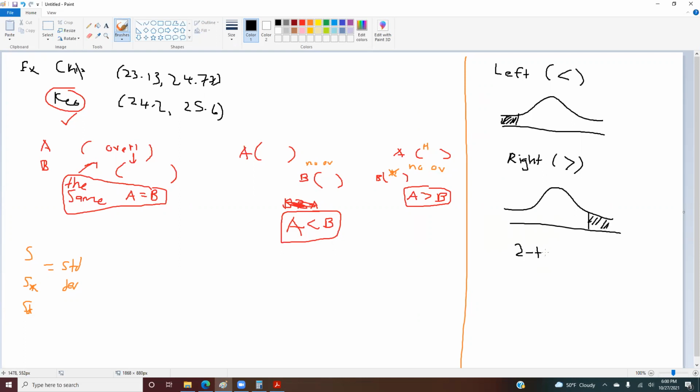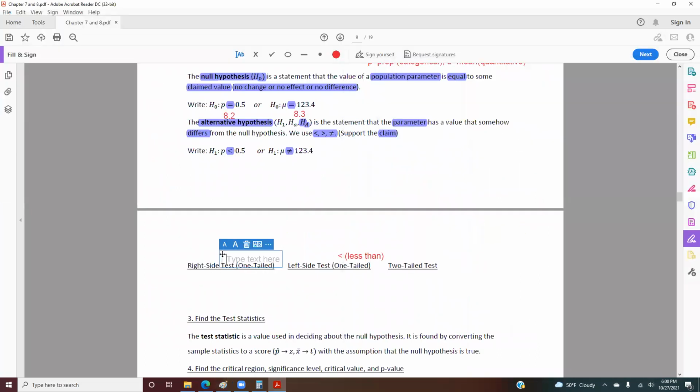A two tail test is where you have not equal to, and your shading or your region here is going to be on both sides. So that is the difference between your left, right, and two tail test. Your right tail test has to be greater than. Your two tail test has to be not equal to. Okay, the symbol not equal to. I don't have that in my keyboard. So that is the two tail test.